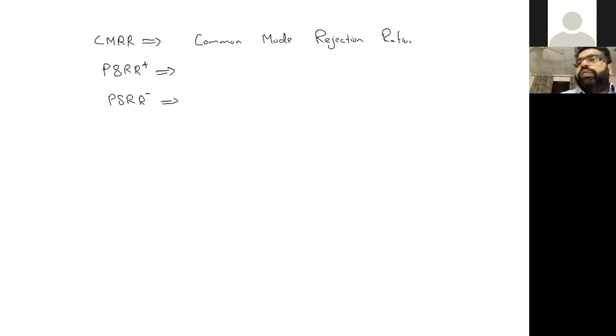Last thing we can write, okay, it's a rejection ratio. The PS stands for power supply, and plus meaning positive, and power supply negative rejection ratio. अब ये क्या होते हैं?